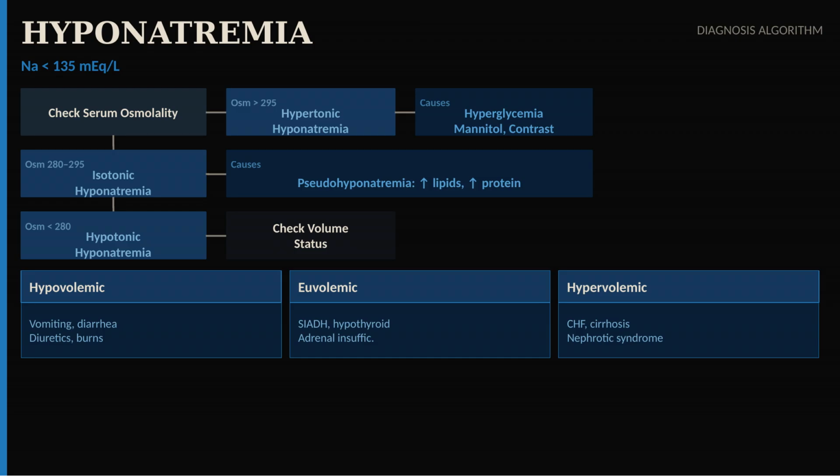Hypovolemic points you toward vomiting, diarrhea, diuretics, or burns. You've lost salt and water and replaced with water. Euvolemic is the SIADH family. Also hypothyroidism and adrenal insufficiency, which people forget. And hypervolemic is the edematous states: heart failure, cirrhosis, nephrotic syndrome, where total body water is up, even though effective circulating volume feels low to the kidney.